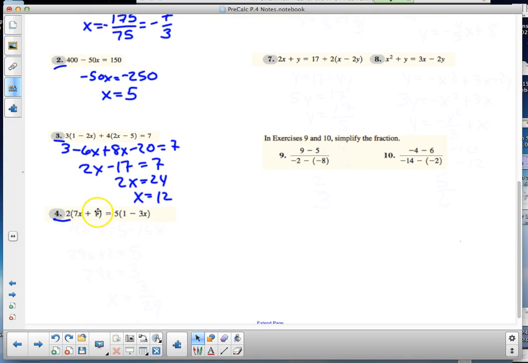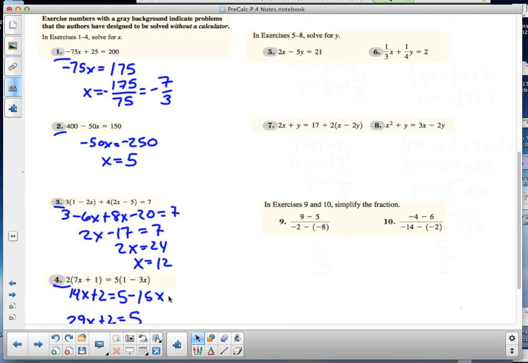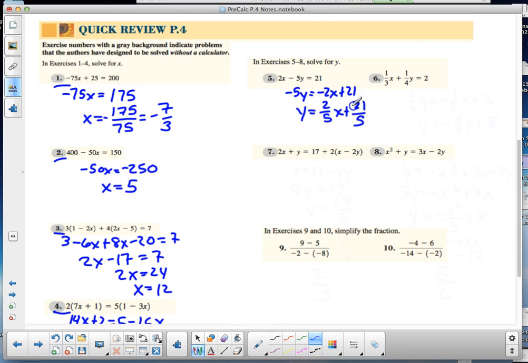Distribute again and get 14x plus 2 equals 5 minus 15x. I combine like terms by adding 15x to both sides, so I get 29x plus 2 equals 5. Subtract 2, divide by 29 and get 3/29. Here I'm going to solve for y. That's kind of a big deal, getting us used to getting things ready to put into the calculator. So I'm going to subtract 2x and then divide by negative 5. After I get that subtraction, that's negative. And as I'm looking this over, this should be a negative right there. Okay, so that's negative 21.